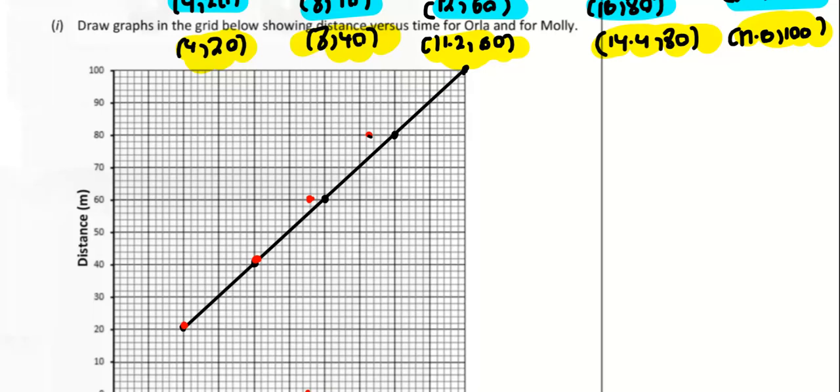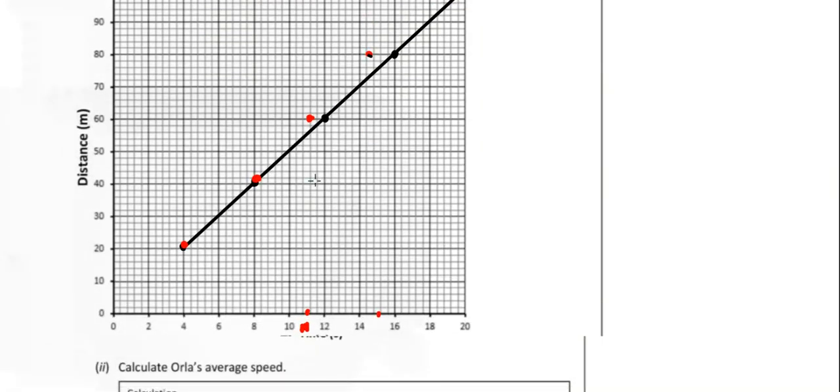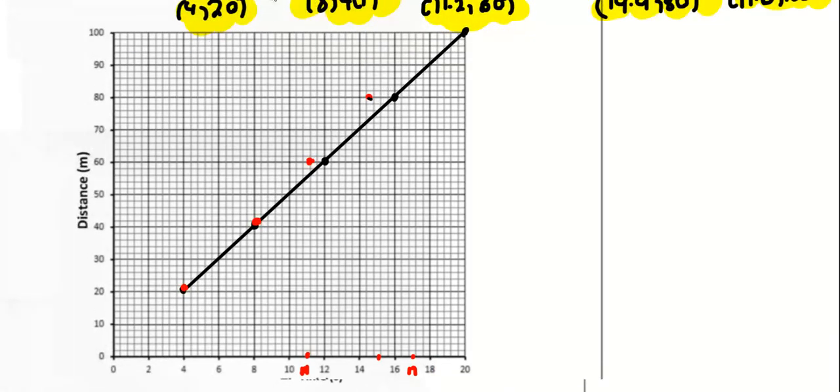And finally 17.6 and 100. Well, 17 would be here. So 17.6 would be just over halfway between 17 and 18. If you're trying to help yourself here, you could draw a line up like that, and 17.6 and 100 would be around here. This point here. Okay, and then you're done.